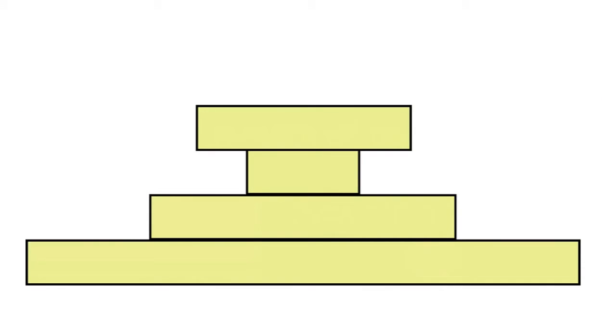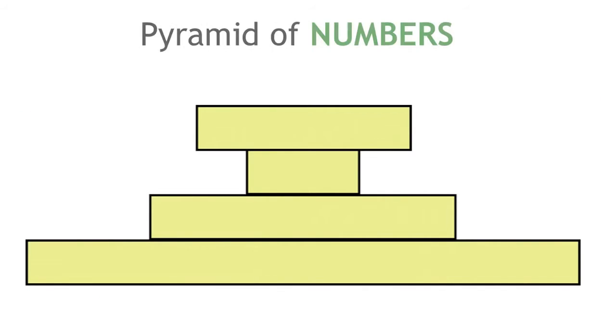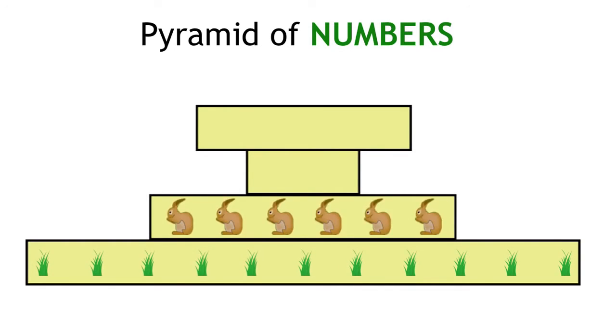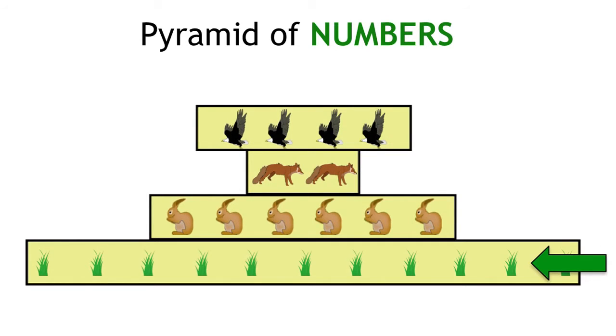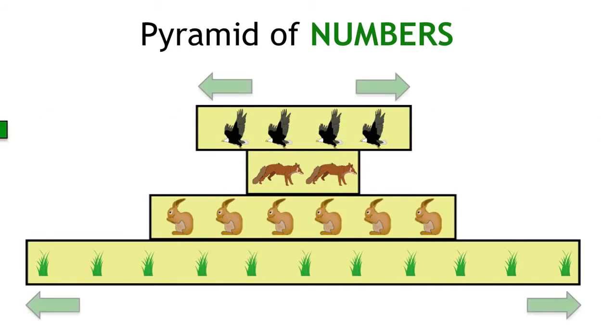So let's look at the following pyramid of numbers, which doesn't take into account the size of the organisms. In this ecosystem, we have grass, which is eaten by rabbits, who are then eaten by foxes, who are finally eaten by eagles. As you can see in this example, thousands of blades of grass are eaten by lots of rabbits. Then that feeds very few foxes. These foxes will then feed a larger number of eagles. The more organisms there are, the wider the bar is.